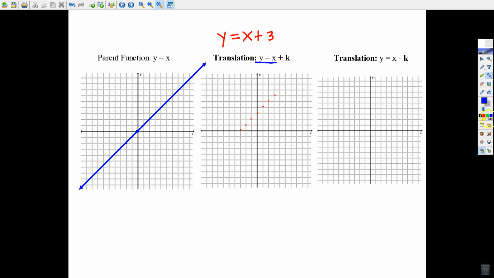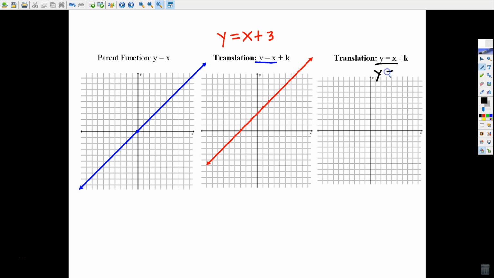So this would be called a vertical translation of the parent, y equals x. It's a shift. Over here, notice that in this case, we've still got the same parent, but subtracting some number called k has the effect of lowering or dropping or shifting downward, taking the original blue and moving it down whatever k is.